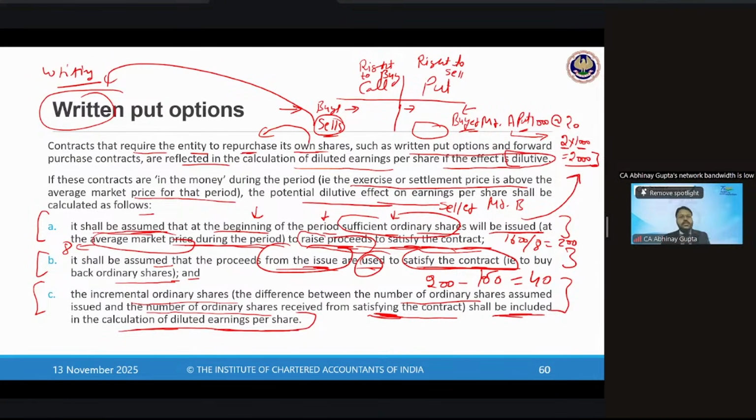Now, again, the same thing I want to repeat. Is the buyback happening in the real world? No. Is the additional issue of shares happening in the real world? No. It is only hypothetically we are assuming that the investor is coming for the buyback and the company is issuing additional shares to raise the proceeds. Then what would be the additional shares the company will be issuing to adjust our denominator for the purpose of calculation of diluted earning per share? Neither the buyback is happening nor the issue is happening. No transactions are happening. No accounting is happening, right? Only the calculation happening in our working note. Clear?